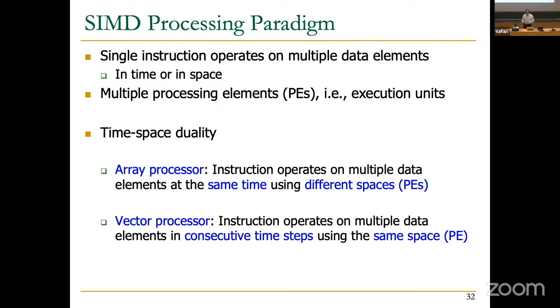But then array processors became more popular as we could put more transistors on a chip. Today's processors are a combination of both. If you look at a GPU, it's not a vector processor, it's not an array processor, it's a vector and array processor, basically. And we will see that also. Basically, you can do both time and space type of processing.